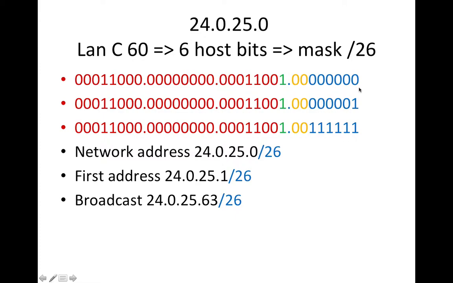Similar to the previous process, you will see that the network address would be 24.0.25.0/26. The first host address would be 24.0.25.1/26. And then for the broadcast address, all the host bits as 1. The result would be 24.0.25.63. Now, you tell me what would be the base network address for the next LAN.